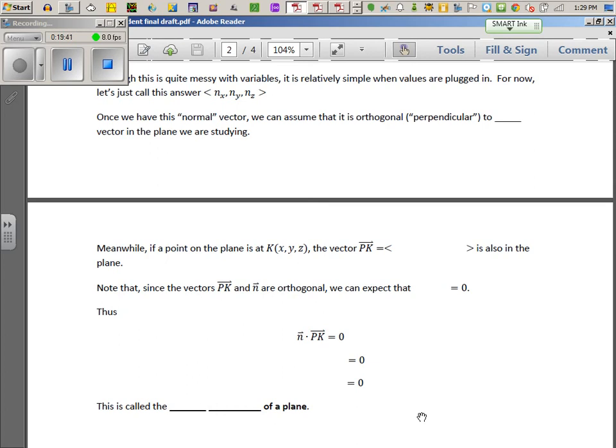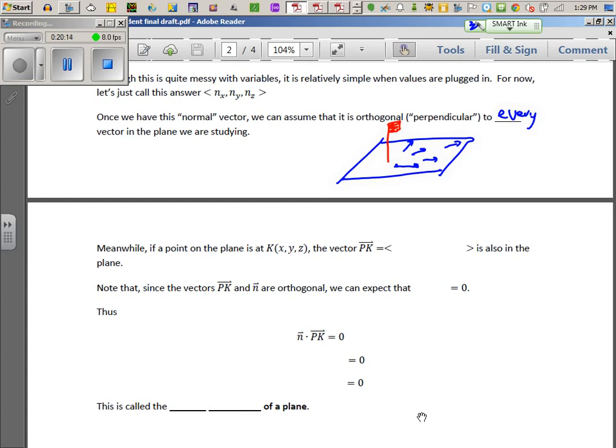Once we have this normal vector, we can assume it is orthogonal, or perpendicular, to every single vector in the plane we're studying. It's like, if this is the ground and this is a flagpole, the flagpole is perpendicular to every possible vector you could ever find on the blue plane. Every pencil that was dropped, every segment on this plane, every vector on this plane is perpendicular to that flagpole. See?